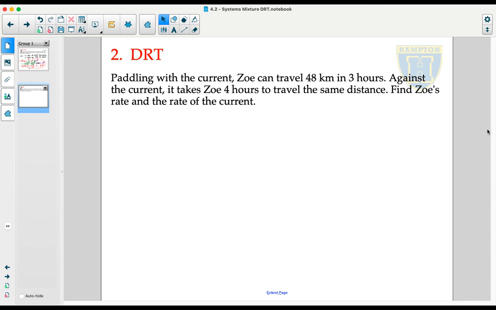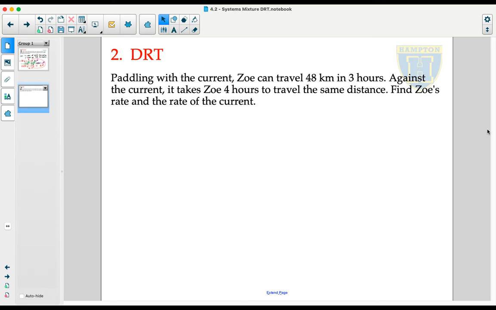So this question has two competing rates in it. We have the actual rate of Zoe's boat, and we have the actual rate of the current. Zoe's rate is what we consider to be the still water rate. What would her rate be if the water did not have a current?